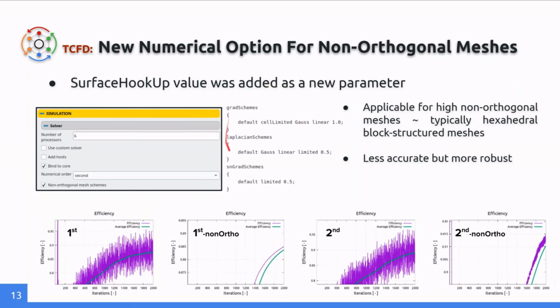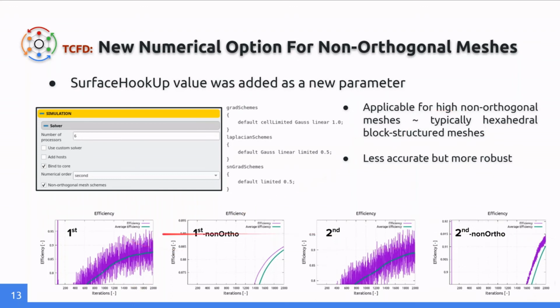So there exists a combination of how to interpolate gradients and surface normals and Laplace parts of the model equations. And this model, although it is less accurate, is more robust and more appropriate for such type of meshes.